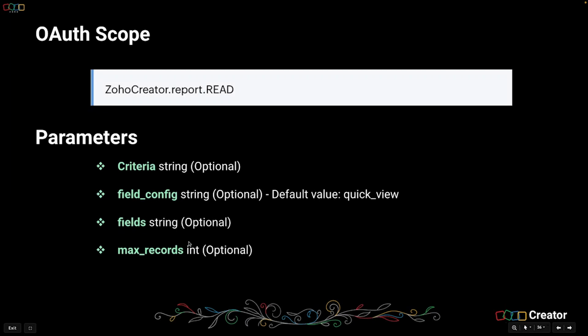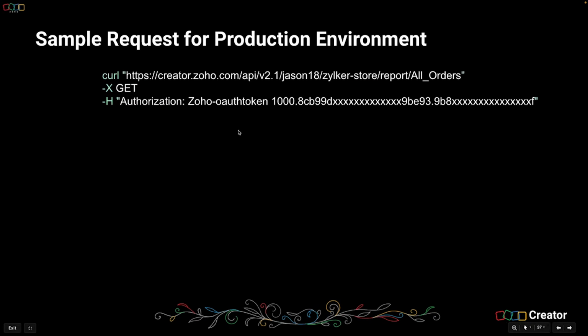And then we have the max records, which is again an optional parameter, an integer parameter. Using this parameter, you can mention the maximum number of records that should be fetched upon one request. You can mention the possible values as 200, 500, or 1,000. Once you make this request, let us see how a sample request would look like.